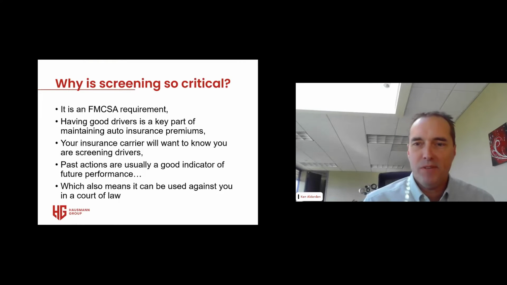So why is this driver screening so critical? This is the why part of this whole presentation today. First off, it is a Federal Motor Carrier Safety Administration requirement, not a recommendation, it's a requirement that you have driver files and that you make sure your drivers meet certain medical clearances as well as their MVR criteria as part of that whole process.